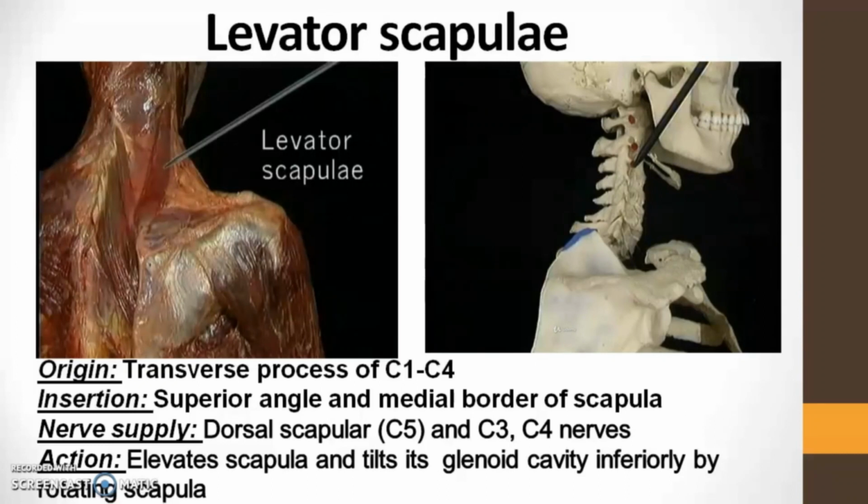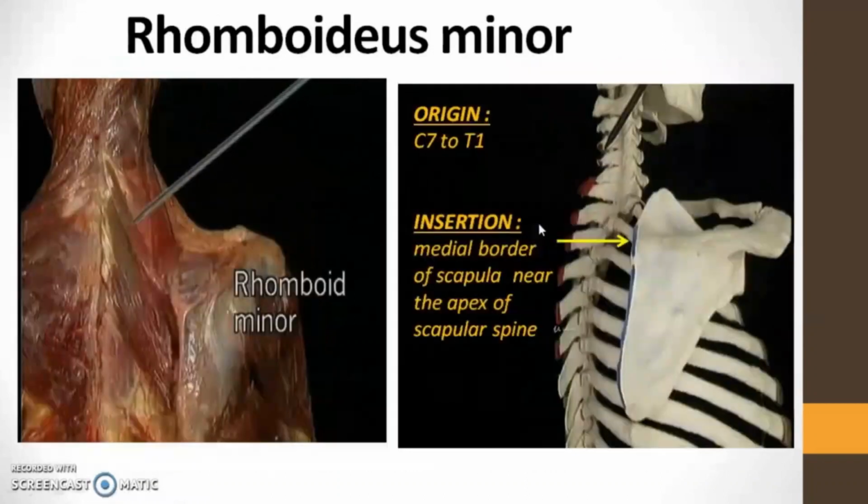And then the action of this muscle, as I said, it is going to elevate the scapula, and also it tilts its glenoid cavity inferiorly by rotating scapula. So these are the two functions caused by levator scapulae. One is elevation of scapula and another one is it is going to tilt its glenoid cavity inferiorly by rotating the scapula. And then now we will deal with another two muscles, that is rhomboides minor and major muscle.